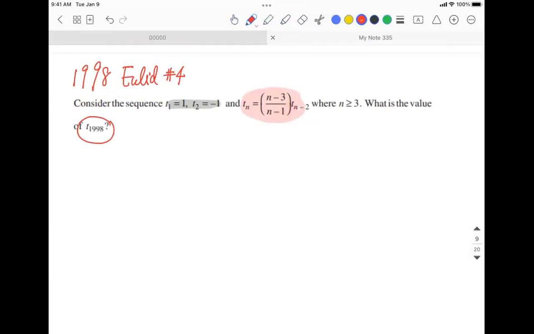The question asks you to determine what's the value for t1998, excuse me. So, the pattern, right? As long as you get a pattern, the work is done. How can I get a pattern? Who can tell me? How can I get a pattern? List it out. Yes, you just list them out, right?